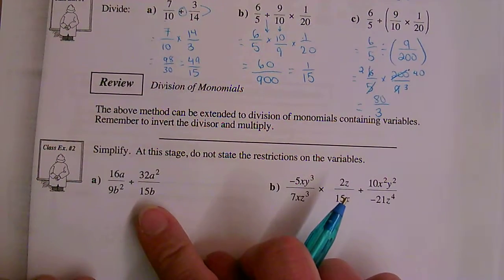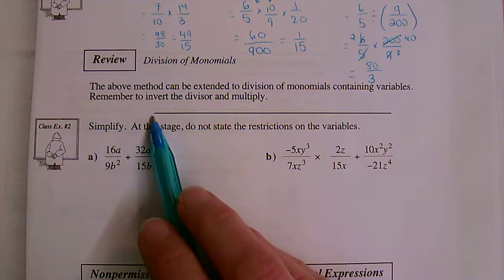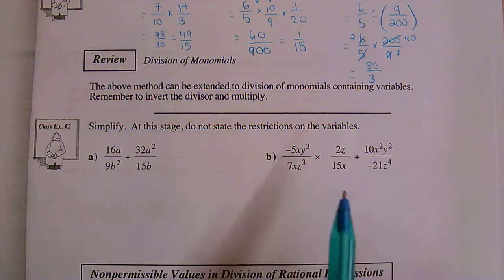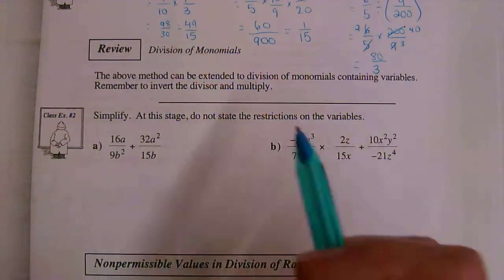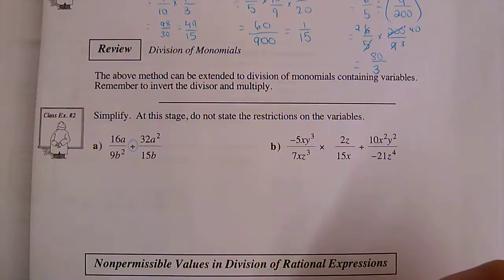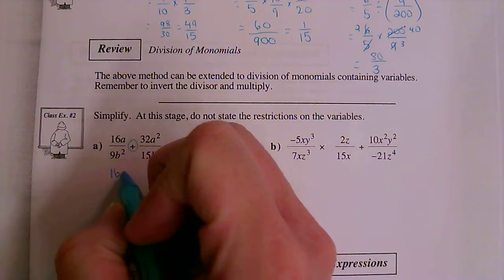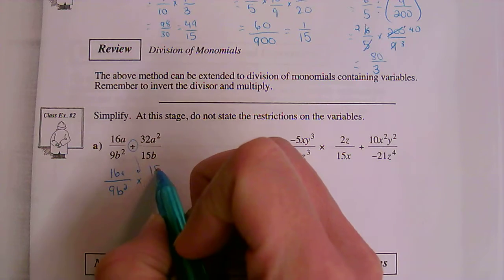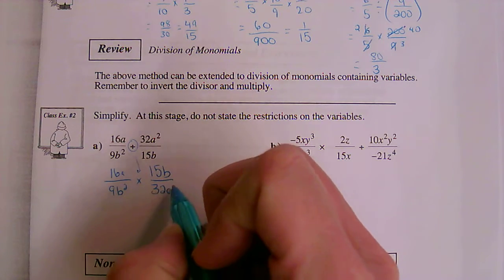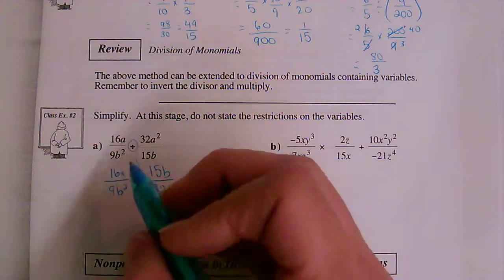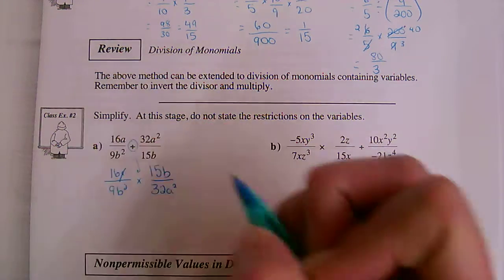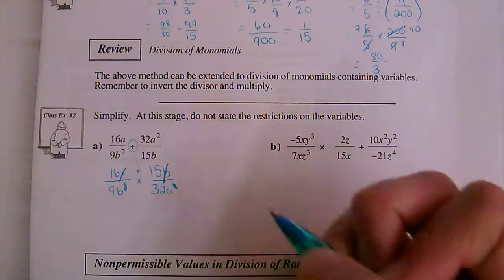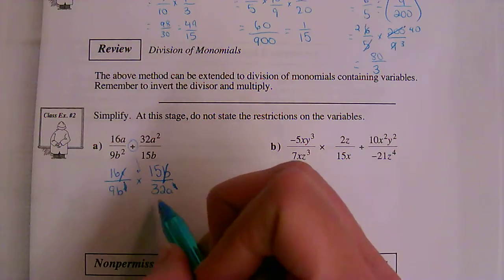Of course, we're going to be using variables. So simplify. At this stage, we're not going to worry about the restrictions. We're going to talk about those after. Right down here, division. 16a over 9b squared. And then I change that to multiplication, and then I flip it. Same thing, I can do some simplifying. This a and this a cancel out, that square cancels out, this b cancels out, one of those squares cancels out, so I'm left with in the denominator an a and a b.